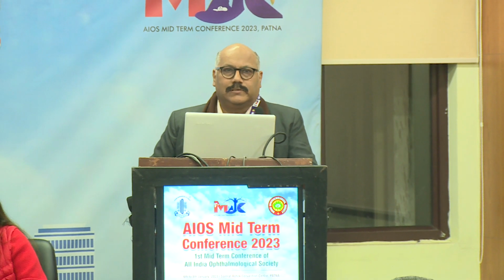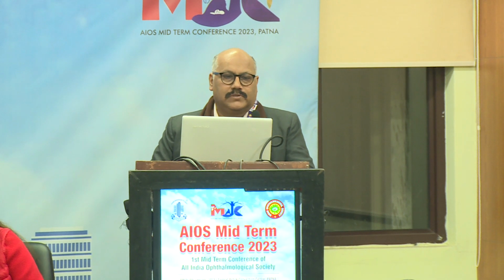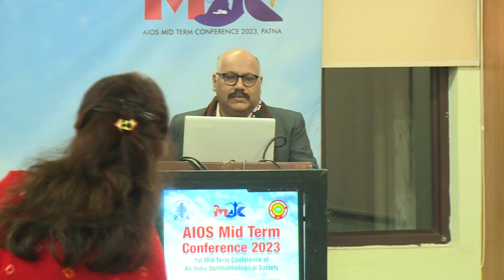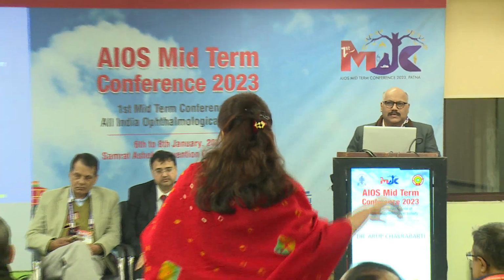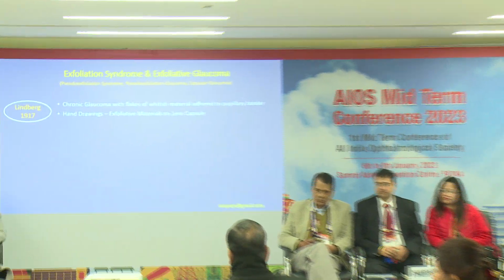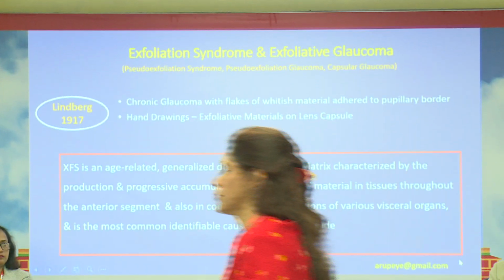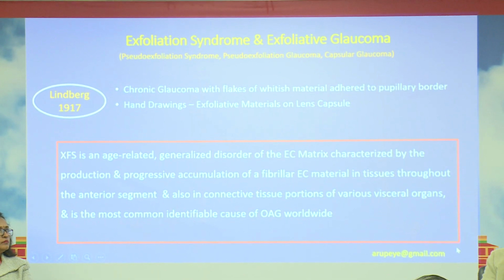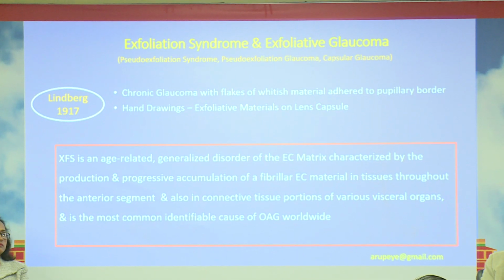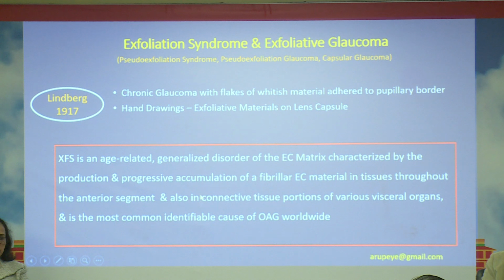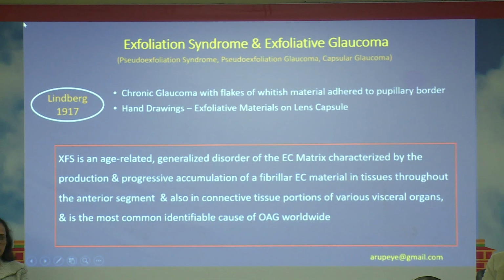Good evening, friends. What we refer to as exfoliation syndrome or exfoliation glaucoma was first described way back in 1917 by Lindberg. Since then, the disease has manifested in its various manifestations, and we have got to understand the condition more. And today, this syndrome may be defined as an age-related generalized disorder of the extracellular matrix, characterized by the production and progressive accumulation of a fibrillar extracellular material in tissues throughout the anterior segment and also in connective tissue portions of various visceral organs, and is the most commonly identified cause of open-angle glaucoma worldwide.